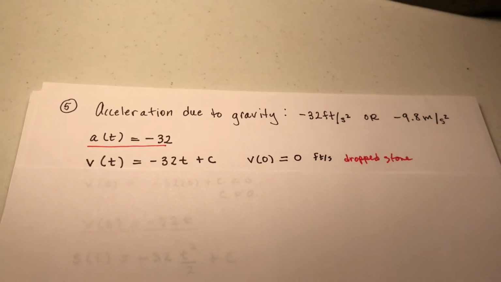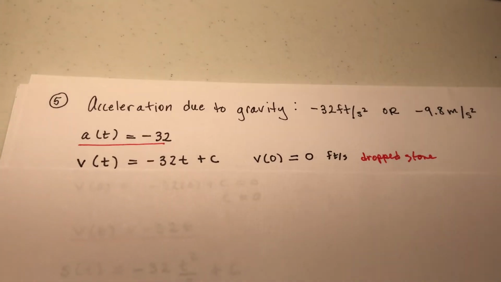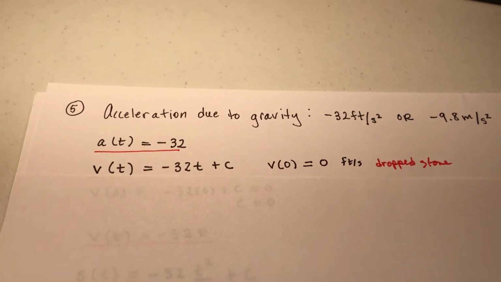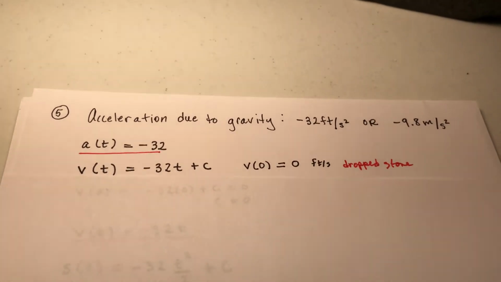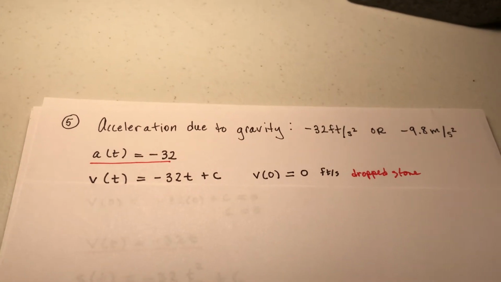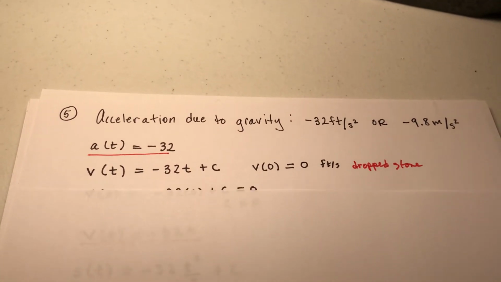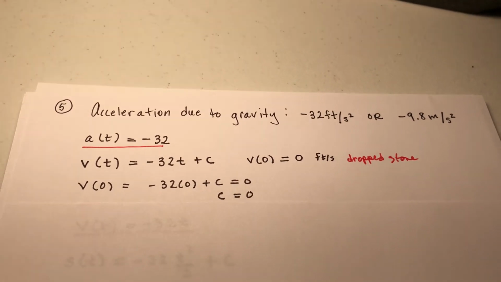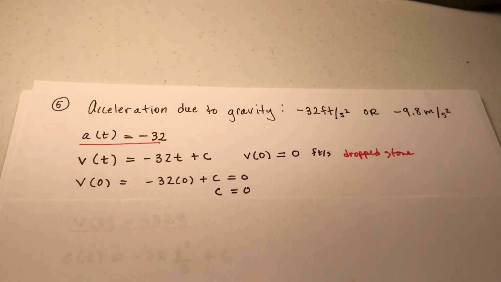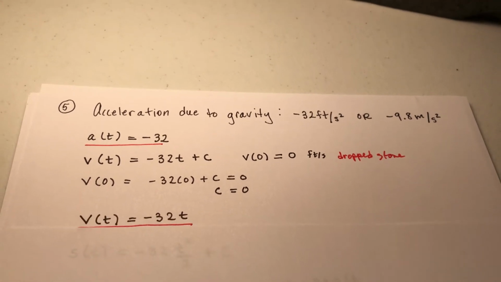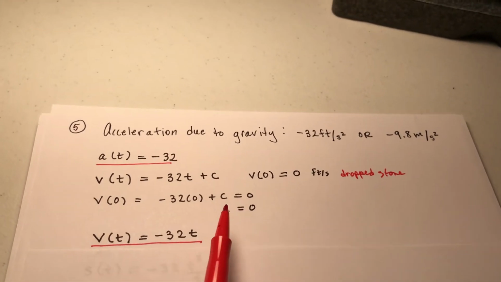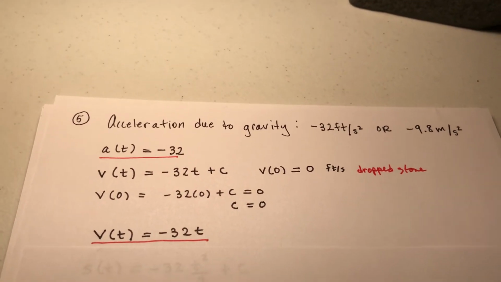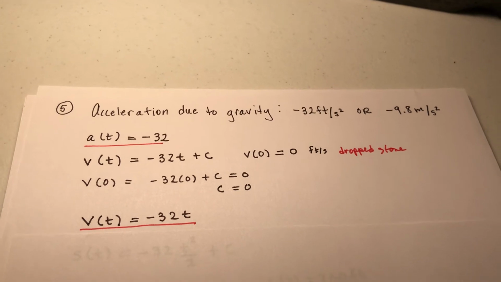And the ones we were doing with Wile E. Coyote in the very beginning of class, he was also just falling. He never was pushed down or had any initial velocity. So here we go. I'm going to put v of 0 equals 0. So I put v of 0 equals negative 32 times 0 plus c equals 0. And that solves for c to be 0. So now I go back up and put in my 0 up here, and that gives me my velocity function. V of t equals negative 32t. Some very simple functions.